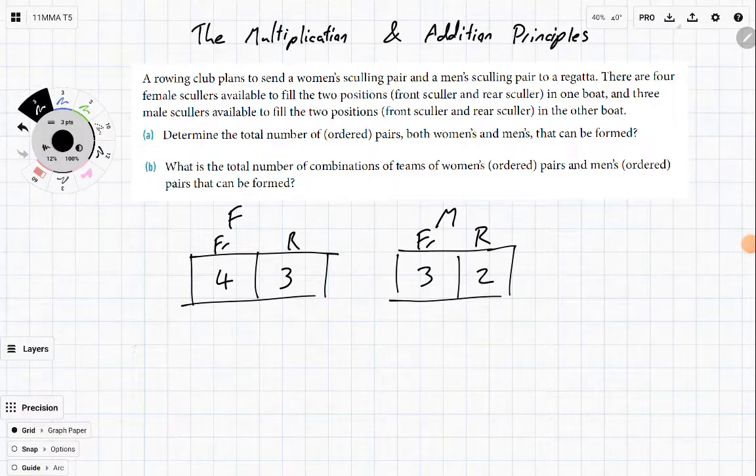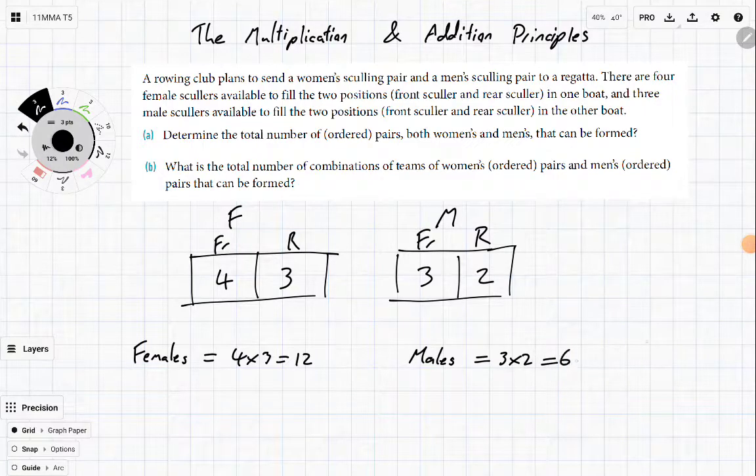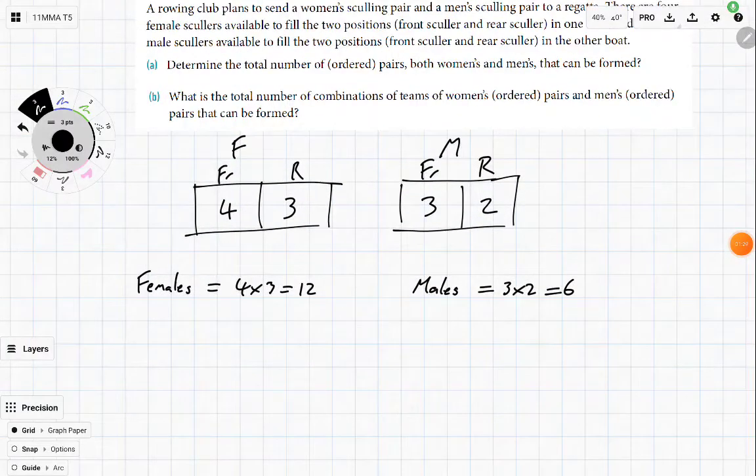So for the women's, well, we're going to have 4 times 3, 12 different options. And for the men, we're going to have 3 times 2, or 6 different options. So in total, we have got 12 plus 6, 18 different options.